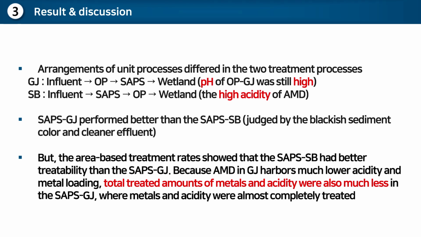The blackish sediment color and cleaner effluent in the SAPS GJ indicated that the SAPS GJ performed better than the SAPS SB. However, the area-based treatment rates showed that the SAPS SB had better treatability than the SAPS GJ. Because AMD in GJ harbors much lower acidity and metal loading, total treated amounts of metals and acidity were also much less in the SAPS GJ, where metals and acidity were almost completely treated.